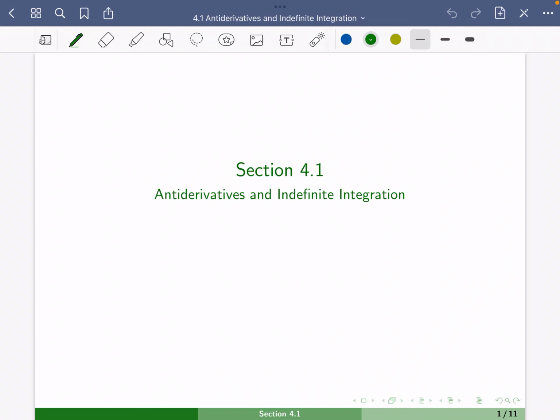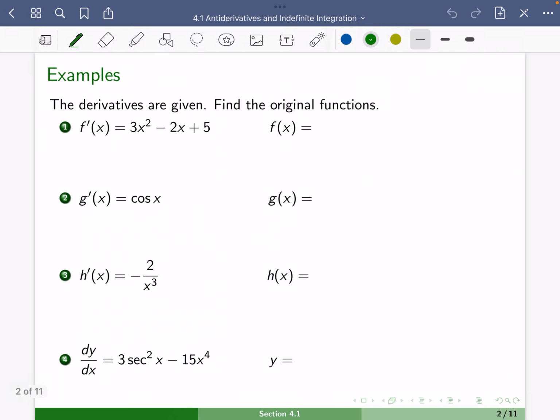In this video, we're going to look at antiderivatives. In particular, we are going to start with a derivative and try to reverse that process. We're going to try to recover the function that has the specified derivative. So let's jump into some examples and see if we can develop some intuition before we start developing a bunch of rules. Here we have some derivatives that are given.